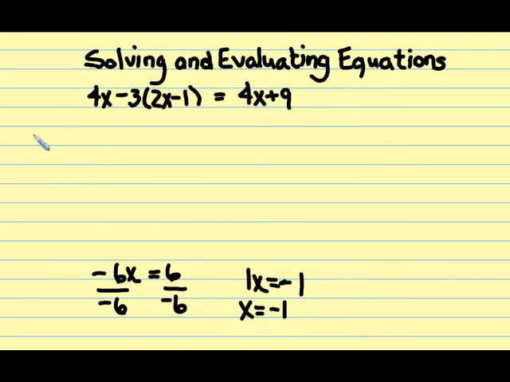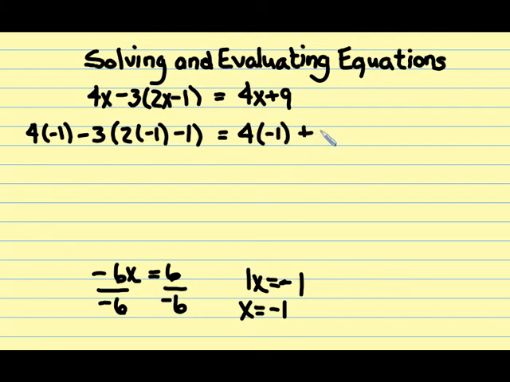So now remember how you show that you're replacing a variable with a number: you put it in parentheses. See where the x was there? I'm putting a negative 1 in there. So now I have 3, I've got 2, there's another negative 1 for the x, minus 1, equals 4. There's another x. I replace it with a negative 1.